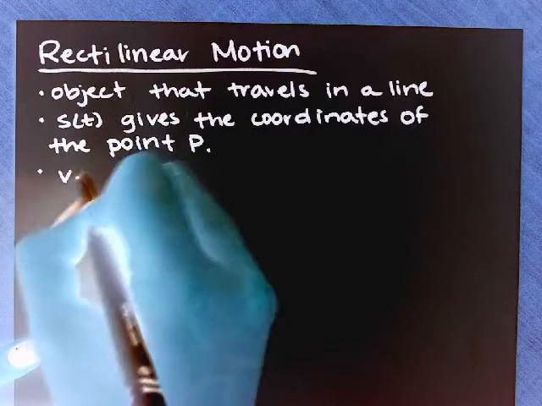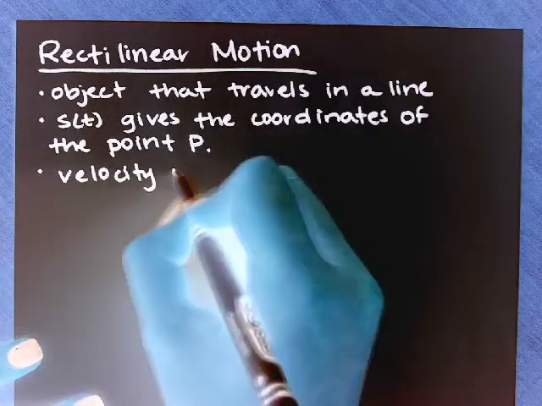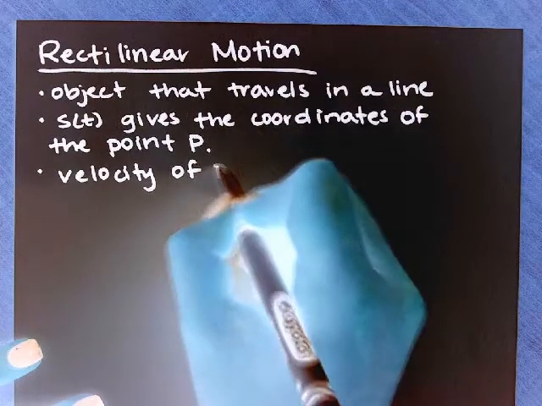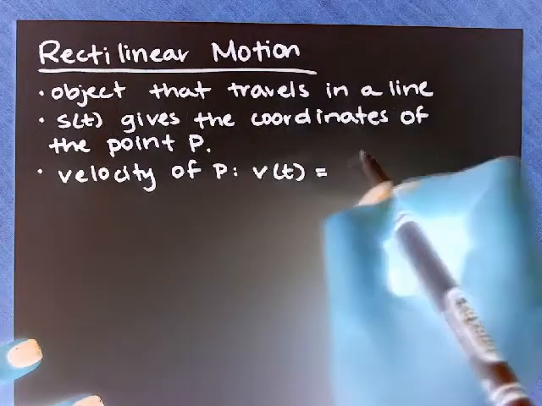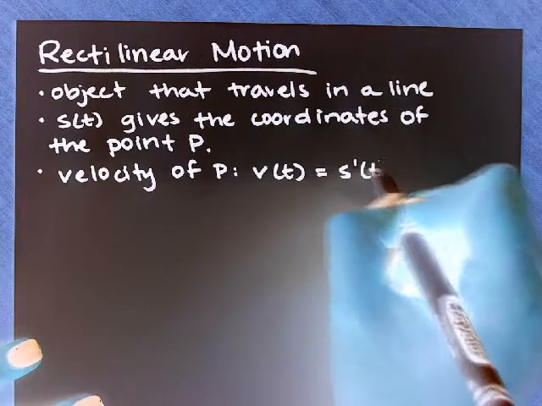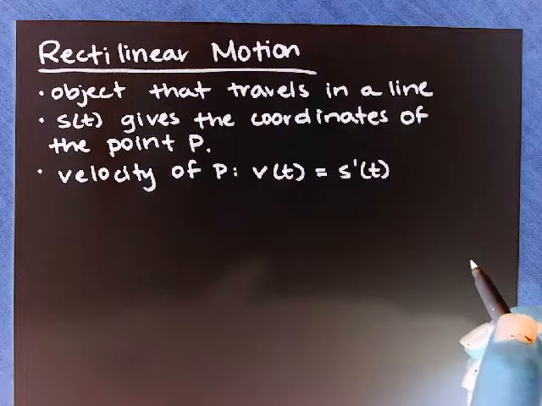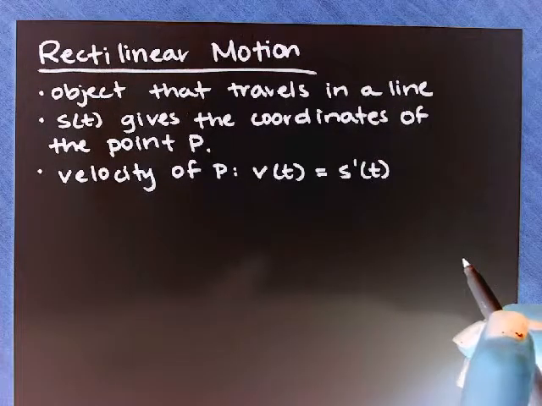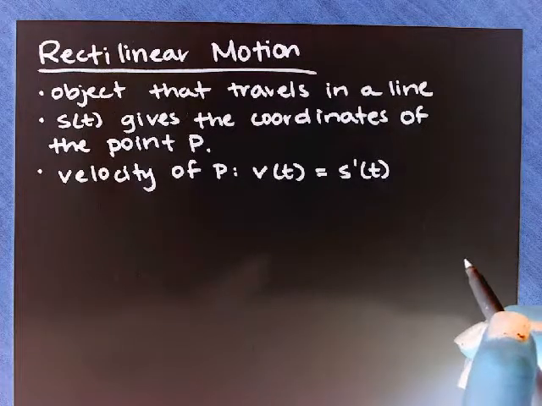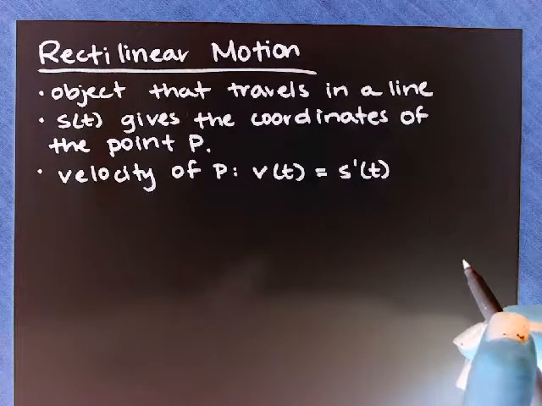The velocity of P is V of t, which is the first derivative. So S prime of t is the same thing as V of t. They do not call it S prime of t, they always call it V of t. And when you see that in your head, you'll think, oh, first derivative.